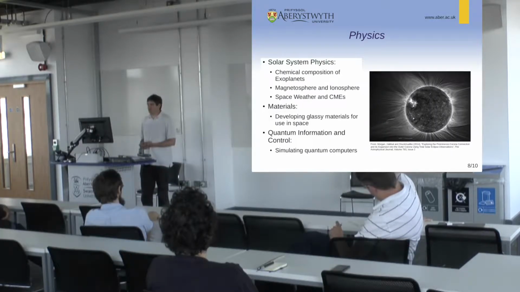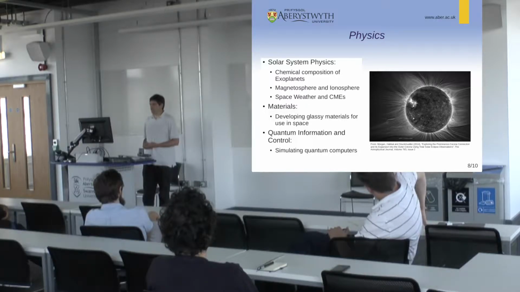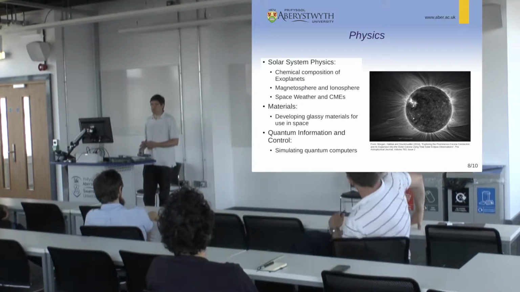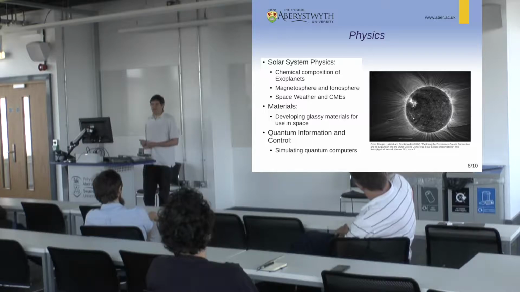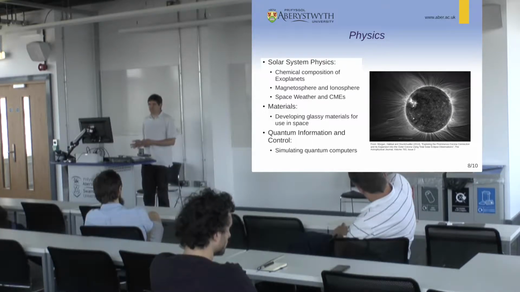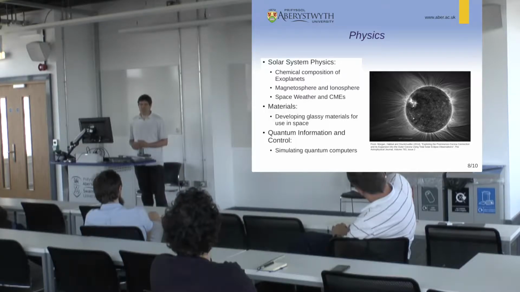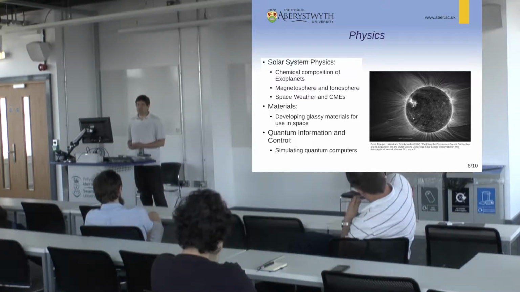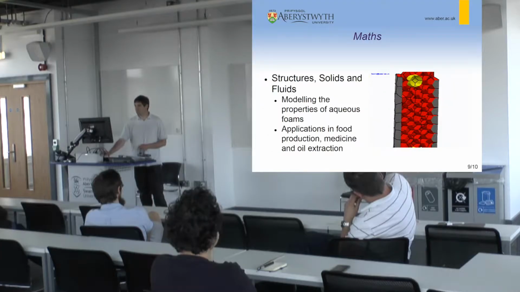In the physics department, we have a large group doing solar physics, looking at things like chemical composition of exoplanets, a lot about how the magnetosphere and the ionosphere work and how space weather and coronal mass ejections will interact with our own atmosphere. There's also a materials group who've got a much smaller project looking at some glassy materials for use in space applications.